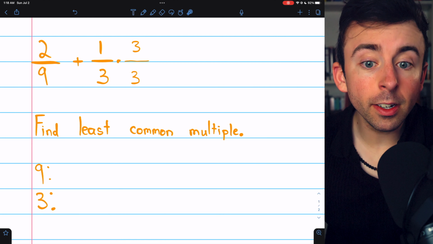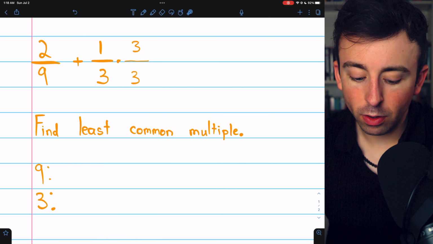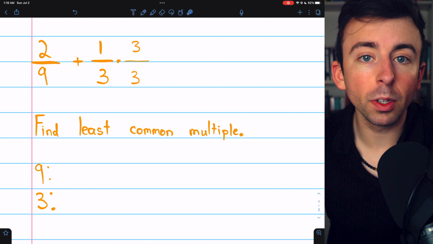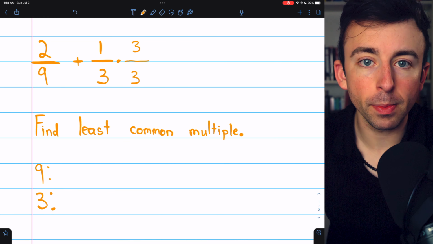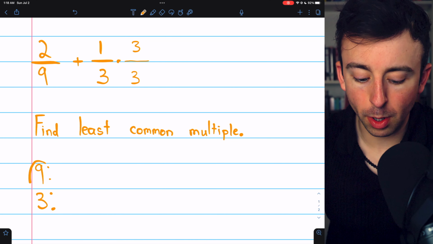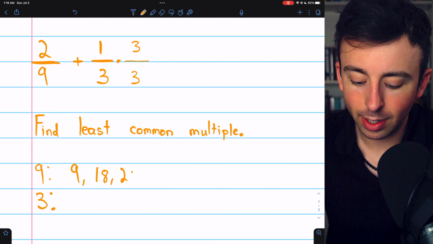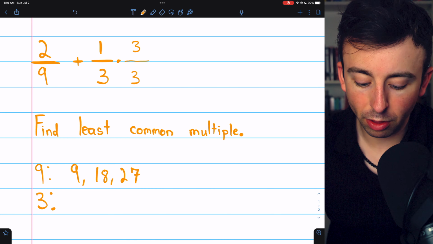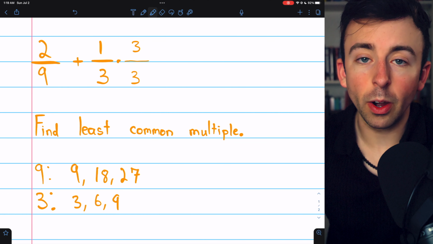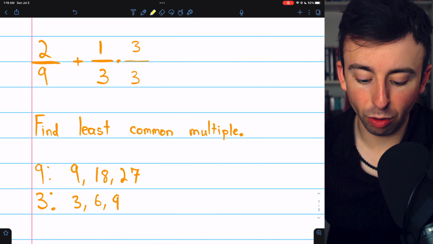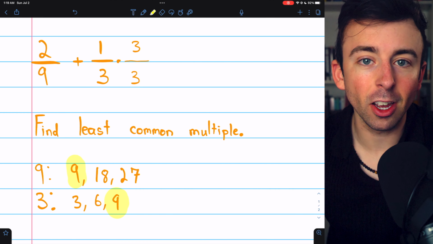Of course, you might not notice that you can just triple 3 to get 9, in which case you'll want to list out the multiples of these denominators to try to find the least common multiple. If you list out the first few multiples of 9, you would get 9, 18, 27. Then you might list some of the multiples of 3, giving you 3, 6, 9, and then you would notice, oh look, if we multiply 3 by 3, we'll get 9. So 9 here is the least common multiple.